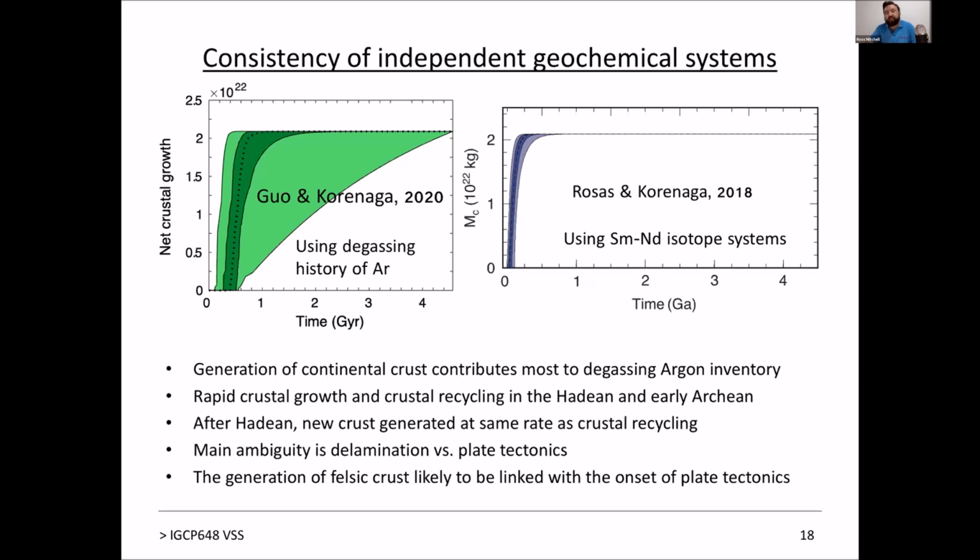The reason their net crustal growth curve goes flat after that is there might have been new crust generated. There obviously was, but the same rate of crustal recycling kept the net growth no higher. Now, the main ambiguity here, and this is not one of Richard's and my exhibits, is that recycling could just be delamination of crust. They prefer plate tectonics because to get the argon, you need the potassium, that's most done in felsic crust, and most felsic crust forms in plate tectonic settings. So they have an argument, but let's leave it there.